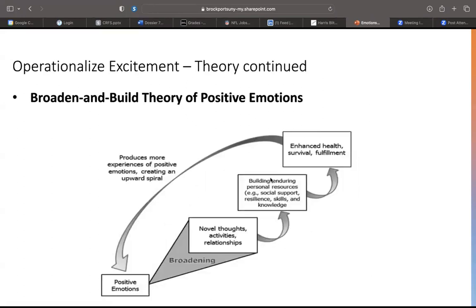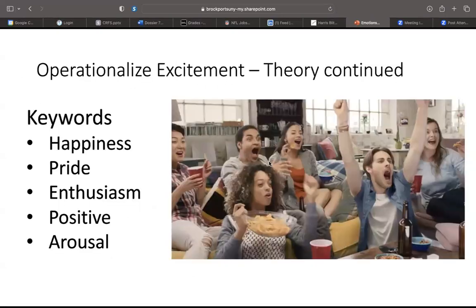And our third one is the broaden and build theory of positive emotions, which was developed by Barbara Fredrickson in the early 2000s. It suggests that positive emotions, including excitement, broaden an individual's mindset and build long-term psychological resources. According to this theory, excitement and other positive emotions promote creativity, problem solving, and personal growth. Some of the key words that we talked about throughout our research were happiness, pride, enthusiasm, positivity, and arousal.